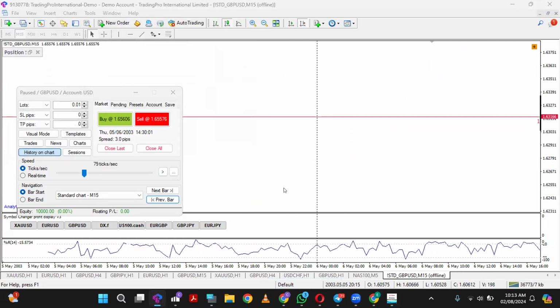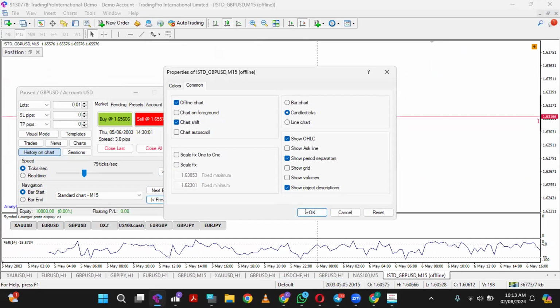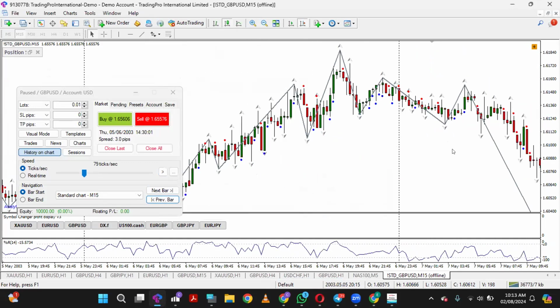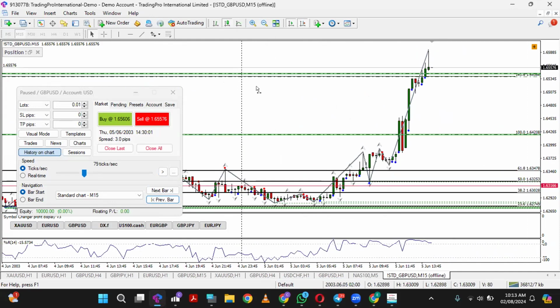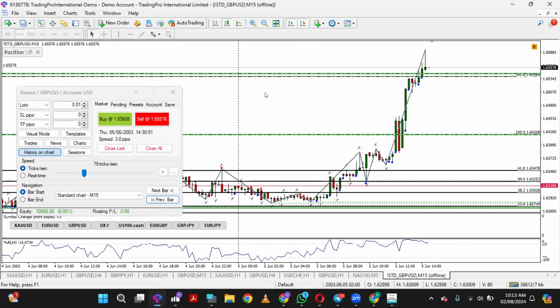It's been a long while since I used it. I use TradingView for my backtesting now, so it's been a long while I've used this. Getting used to it is going to take me a little bit of time, so please bear with me.